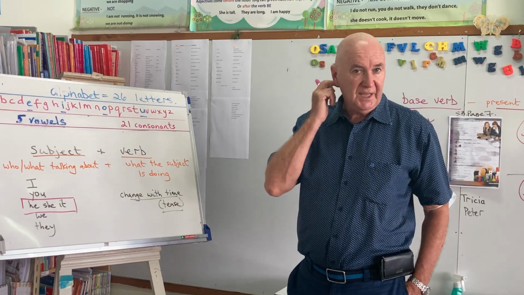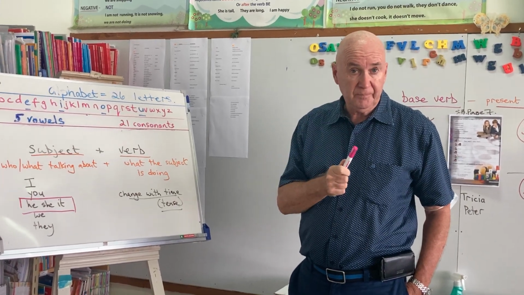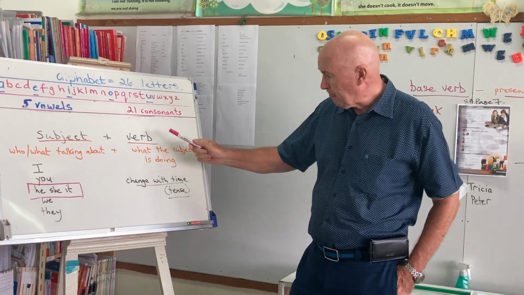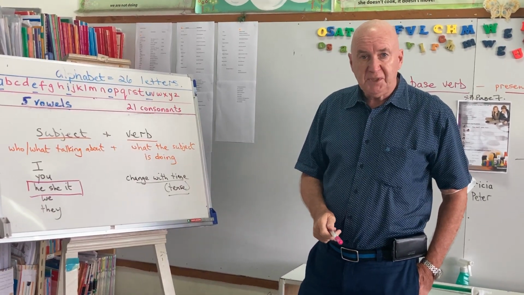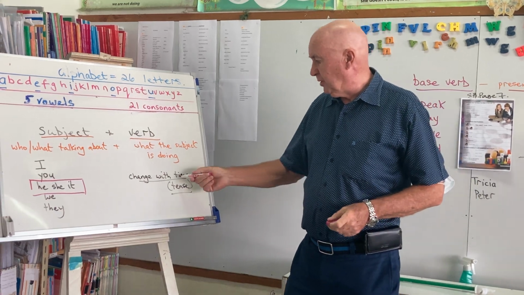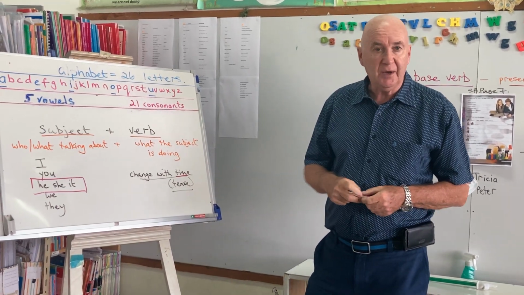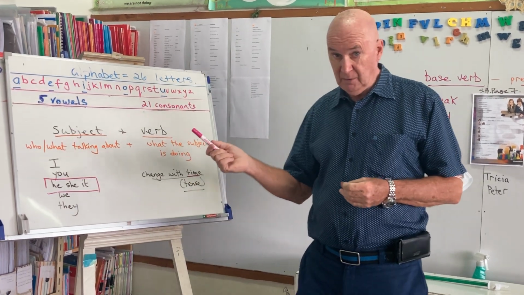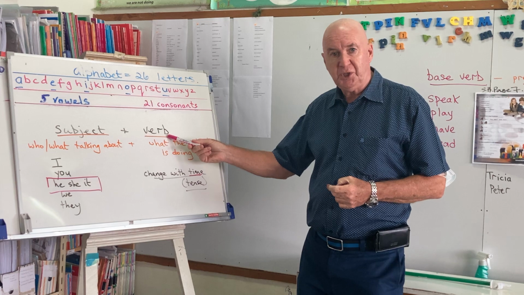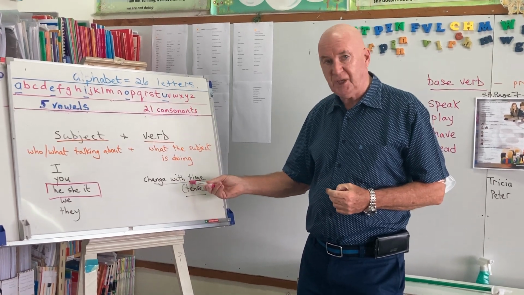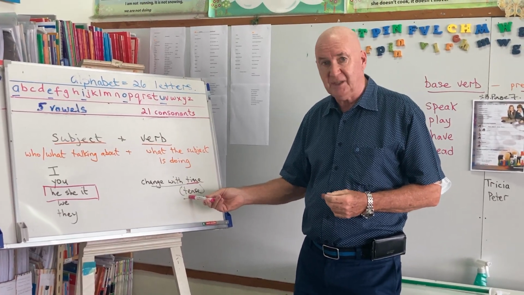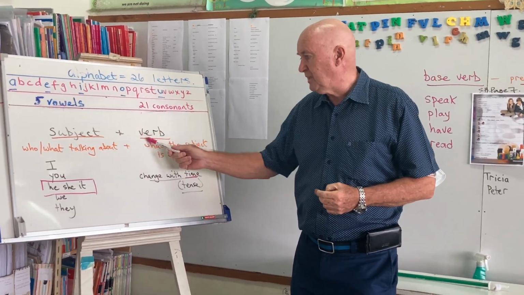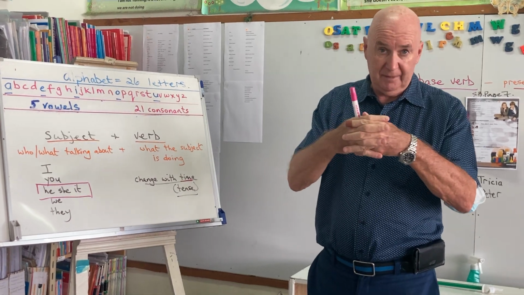Now, what makes English a little bit difficult is when we put the subject and the verb together, we sometimes change the spelling of the verb when we change the time. If I'm talking about today or yesterday or tomorrow, then we will change the spelling of the verb when we change the time, and that is called changing the tense. So that's what we're going to do today. We're going to look at the subject and the verb going together.